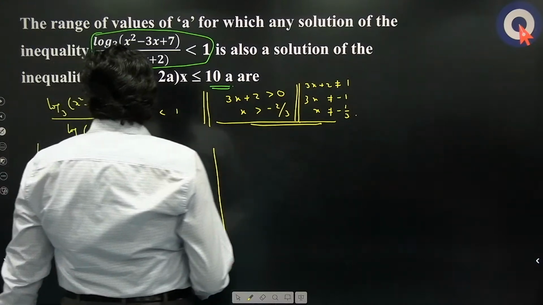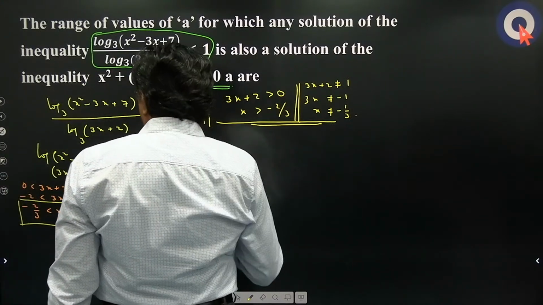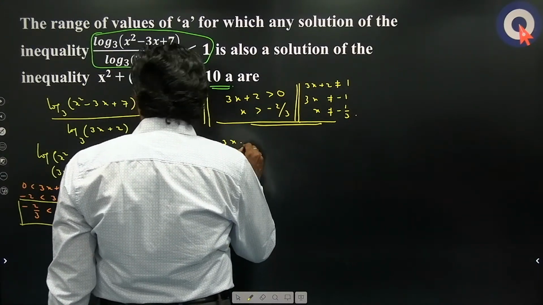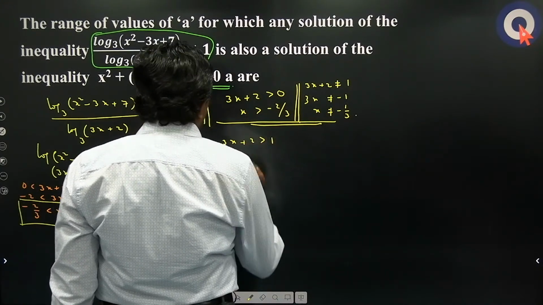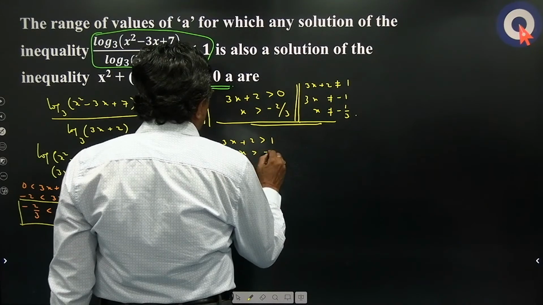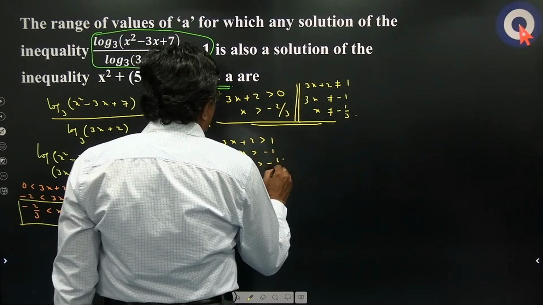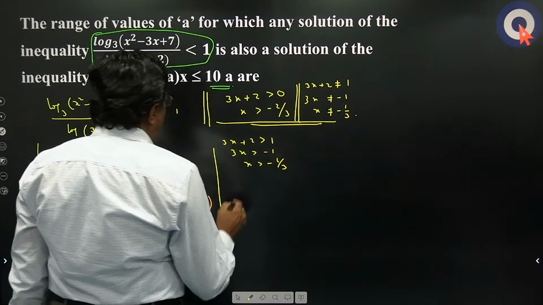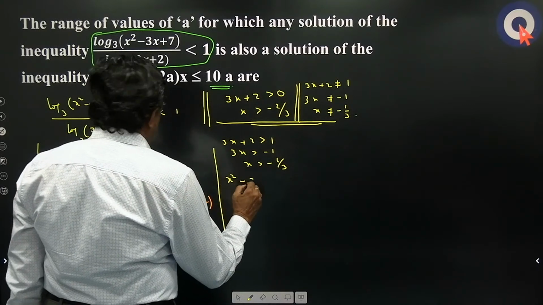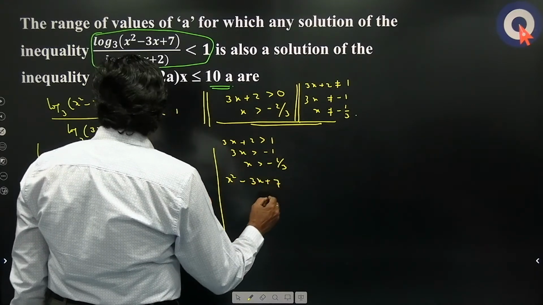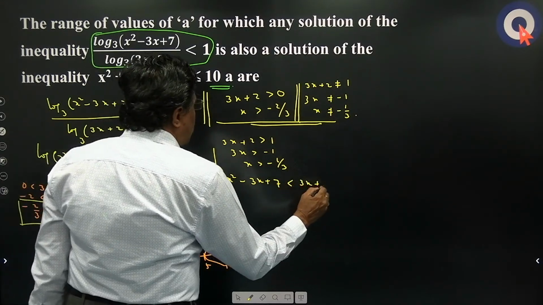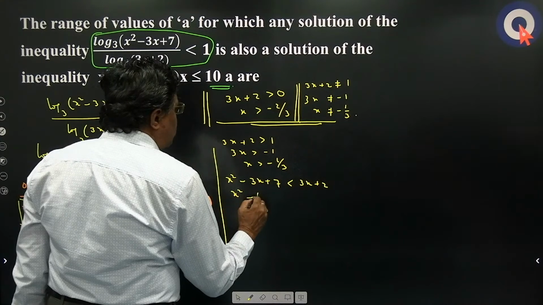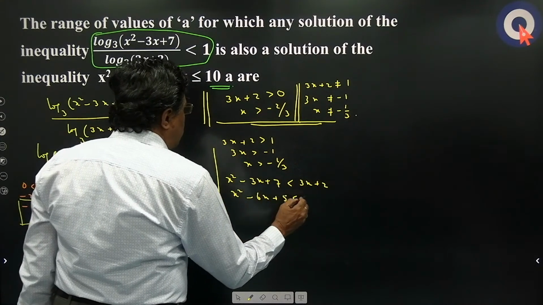Next thing is when 3x plus 2 is greater than 1. So when 3x plus 2 is greater than 1, we have 3x greater than minus 1 or x greater than minus 1 by 3. In that case, we have x square minus 3x plus 7 is less than 3x plus 2, which is x square minus 6x plus 5 less than 0.